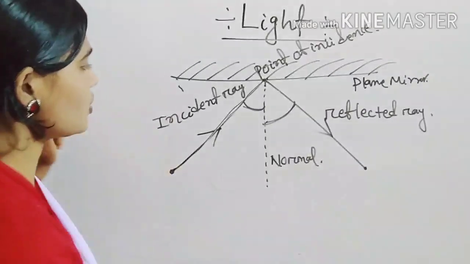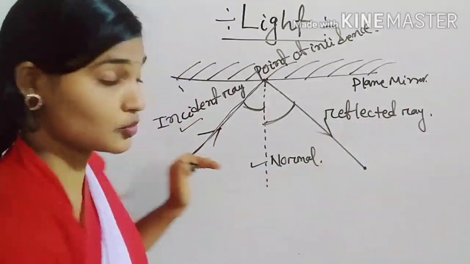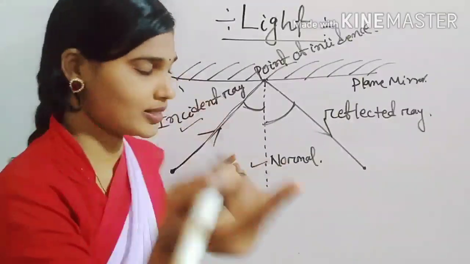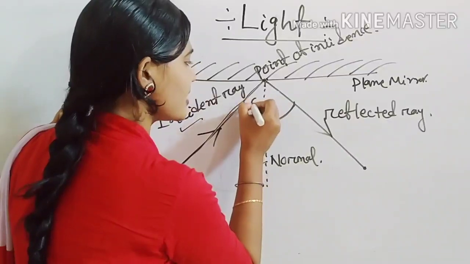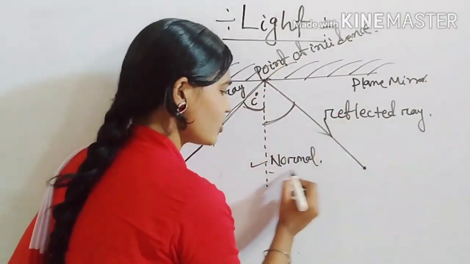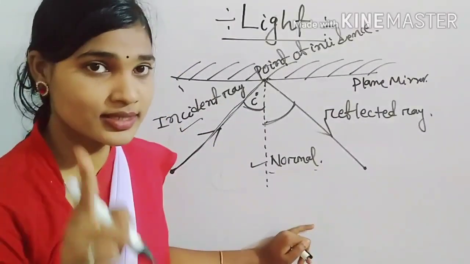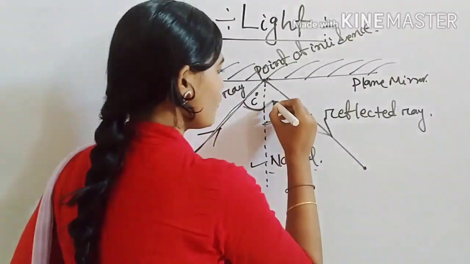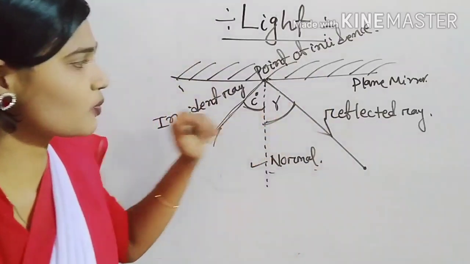The angle between the incident ray and the normal is known as which type of angle? Yes, angle of incidence, that is small i. And the angle between the reflected ray and the normal is known as, yes, angle of reflection, that is small r.